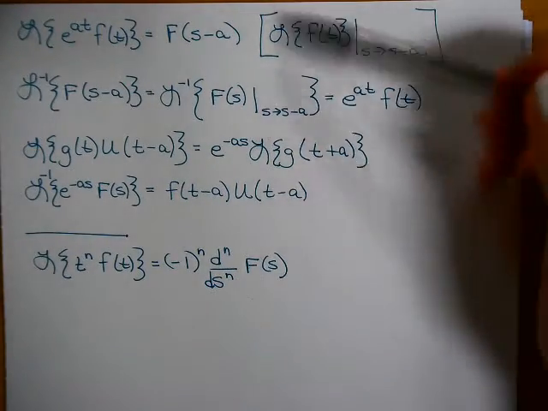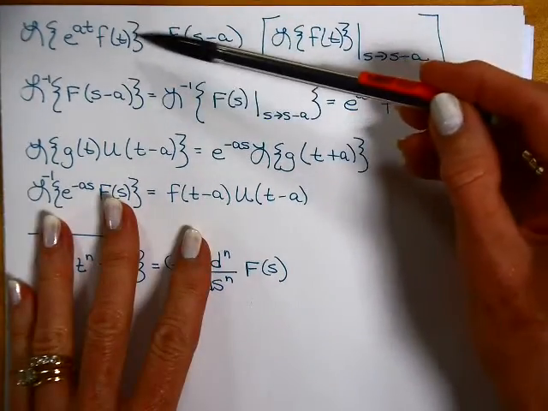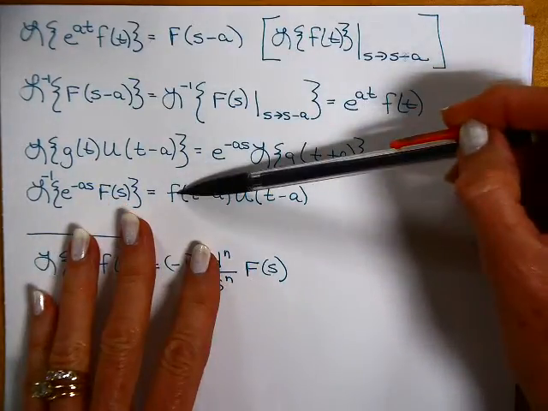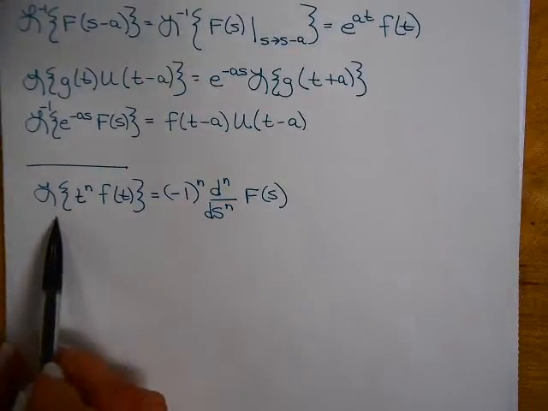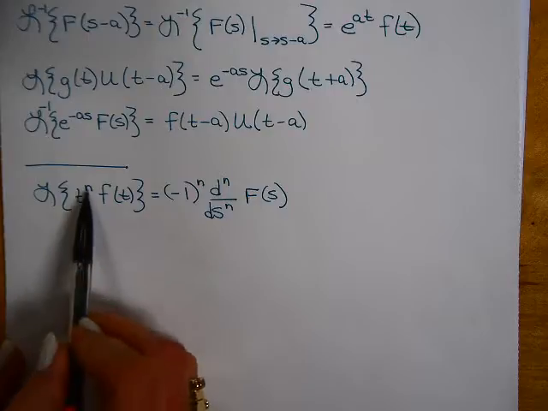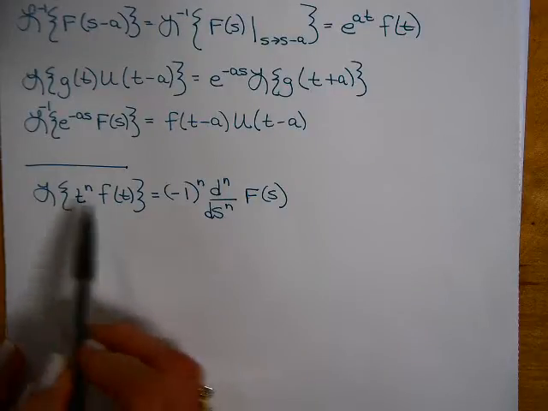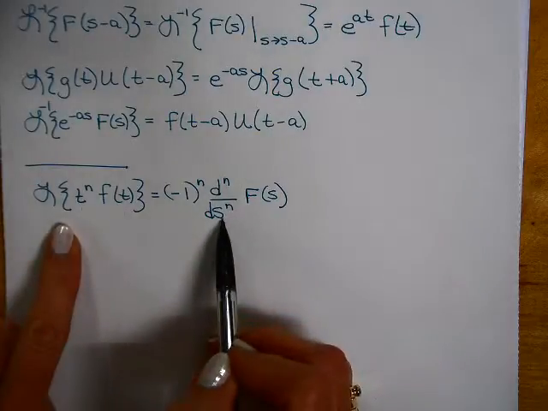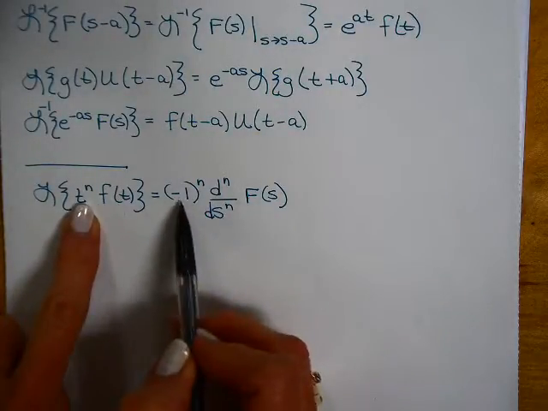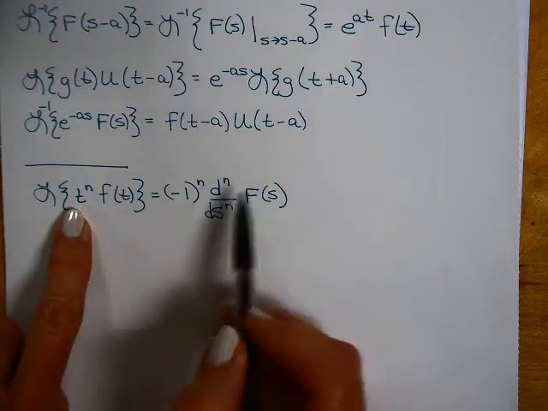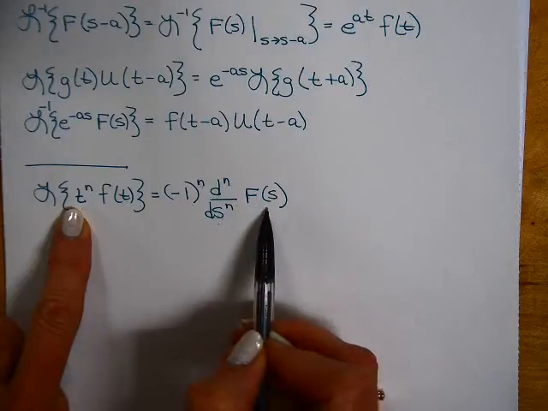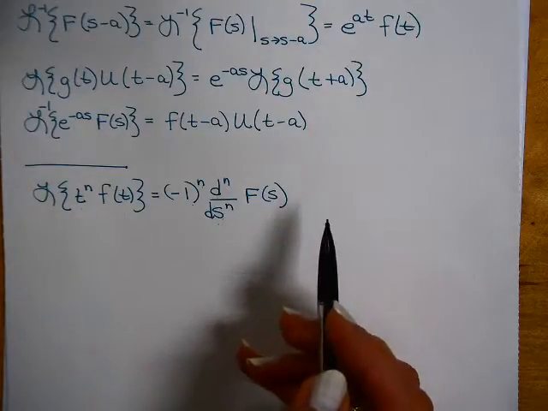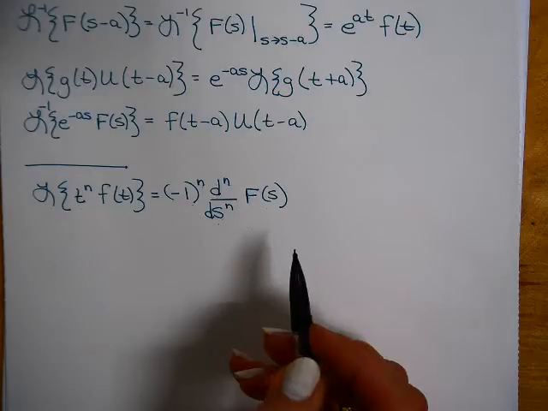Okay. These are all the things we did in 7.3, 7.3.1, 7.3.2. All right, the new thing in 7.4 is the Laplace transform of t to a power times a function. To figure this out, this is a derivative. It is -1 to the nth power times the nth derivative with respect to s of F(s). So it involves a derivative. And I will give you an example.